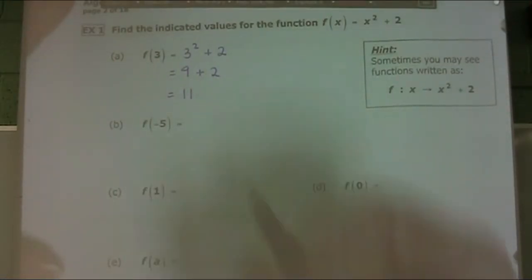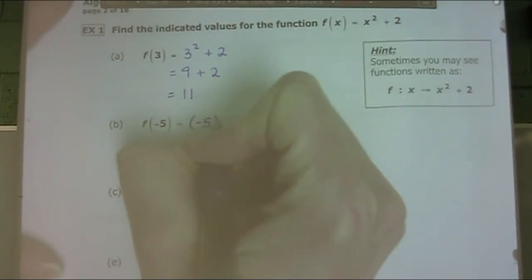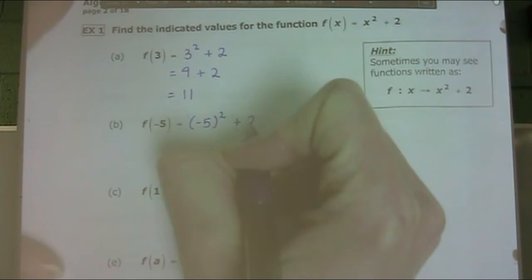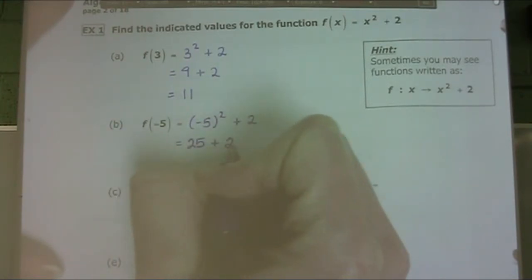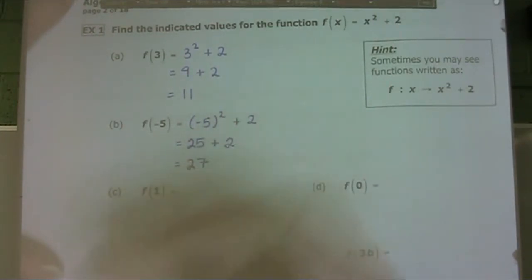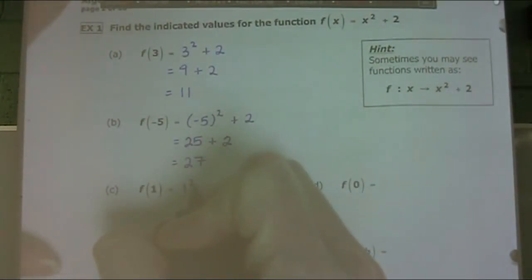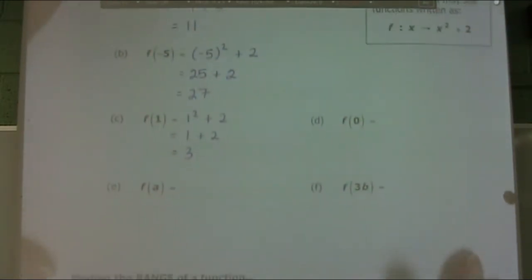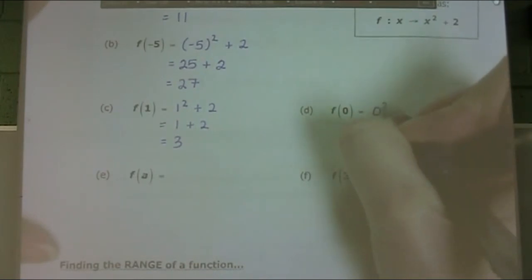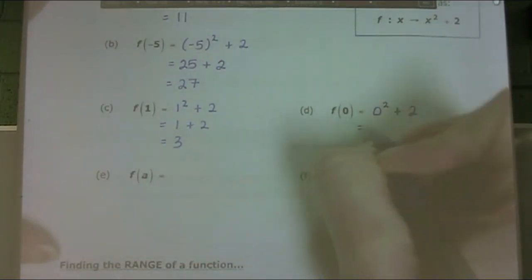All right? F of negative 5 is negative 5 in parentheses squared plus 2, which is negative 5 when you square it. Negative 5 times negative 5 gives you positive 25 plus 2, which is 27. All right, f of 1 is 1 squared plus 2, which is 1 plus 2, or 3. F of 0 is 0 squared plus 2, which is 0 plus 2, or just 2.